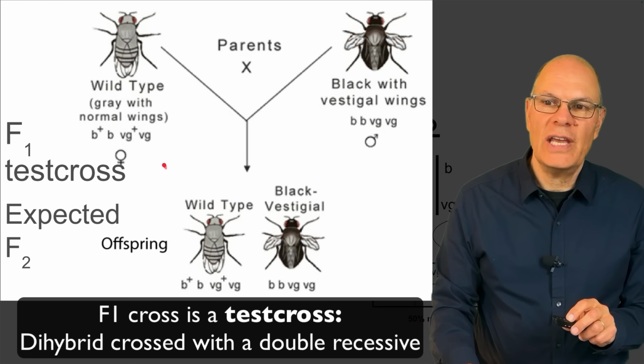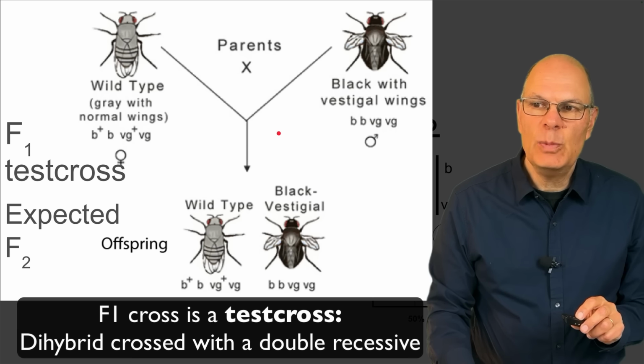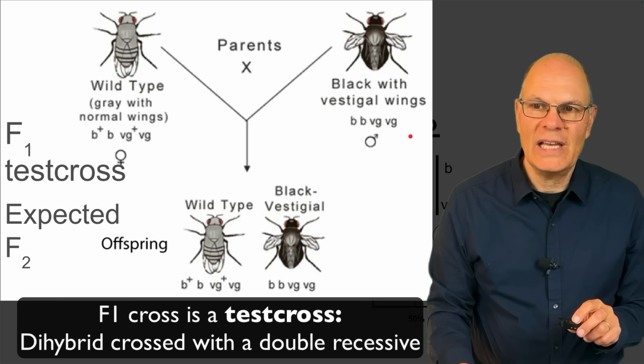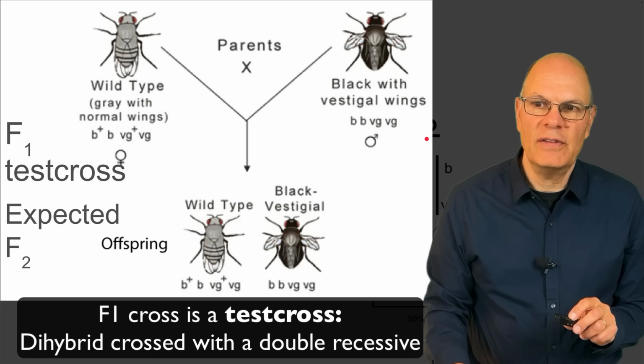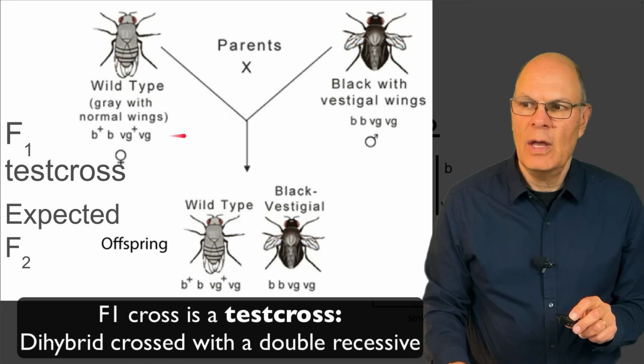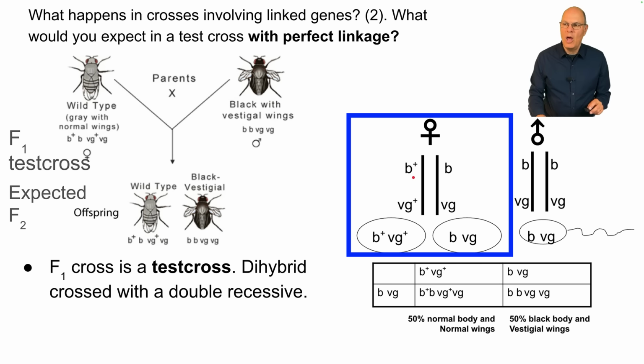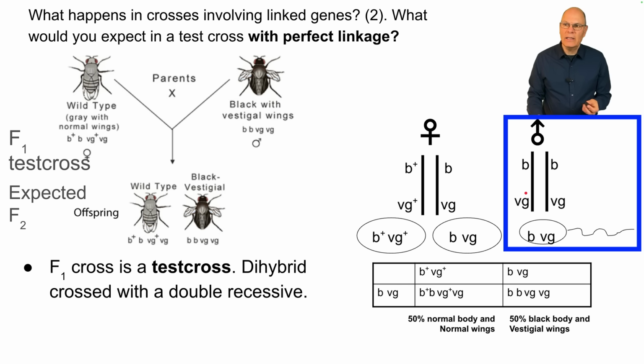And in a test cross, a dihybrid, so B plus B, VG plus VG, is being crossed with a double recessive. And the way that it's done is the double recessive is the male, and the female is the double hybrid. I've represented this over here. Here's a representation of the female. On one of her chromosomes, she'll have B plus and VG plus. On the other chromosome, she'll have B and VG. The male is a double mutant, and he has B and VG on both of his chromosomes.